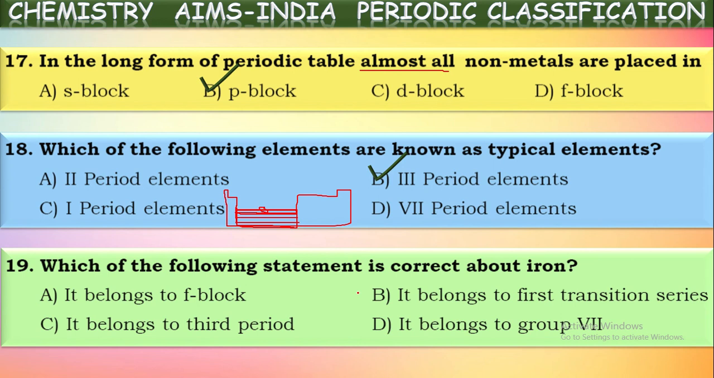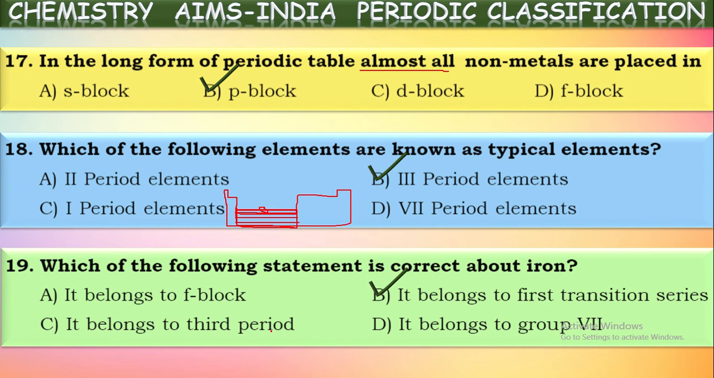This is correct. It belongs to third period? No, iron belongs to fourth period. It belongs to group 7? No, it is also not correct. To which group does iron belong? Iron belongs to 8th B group. So the only correct statement about iron is here: it belongs to first transition series.